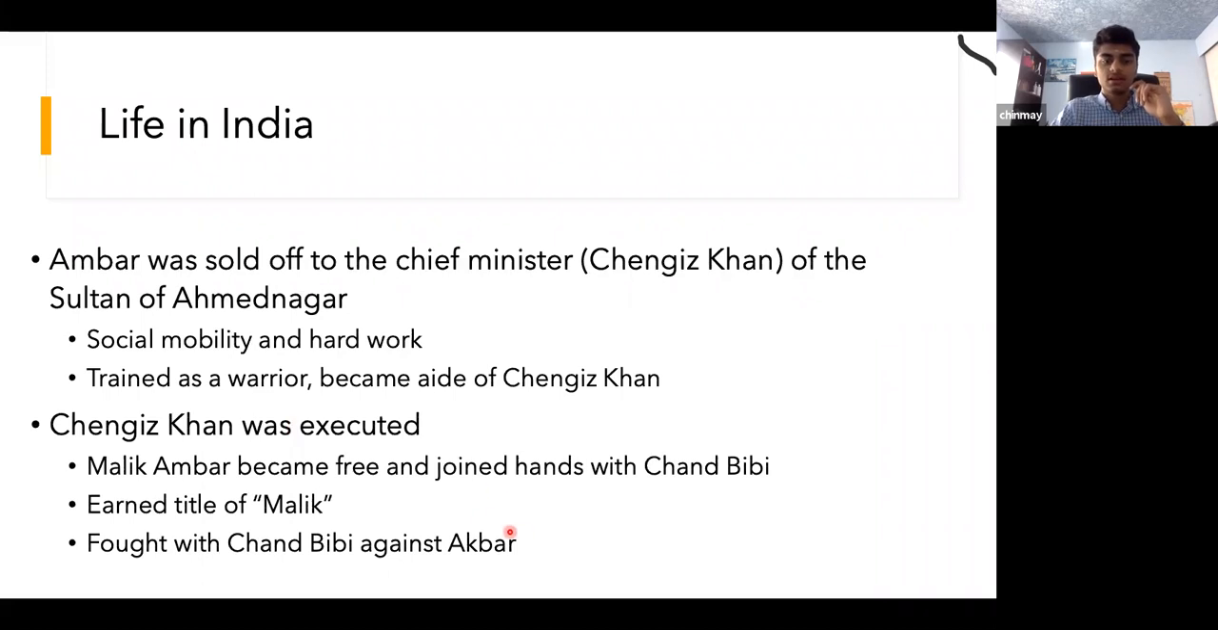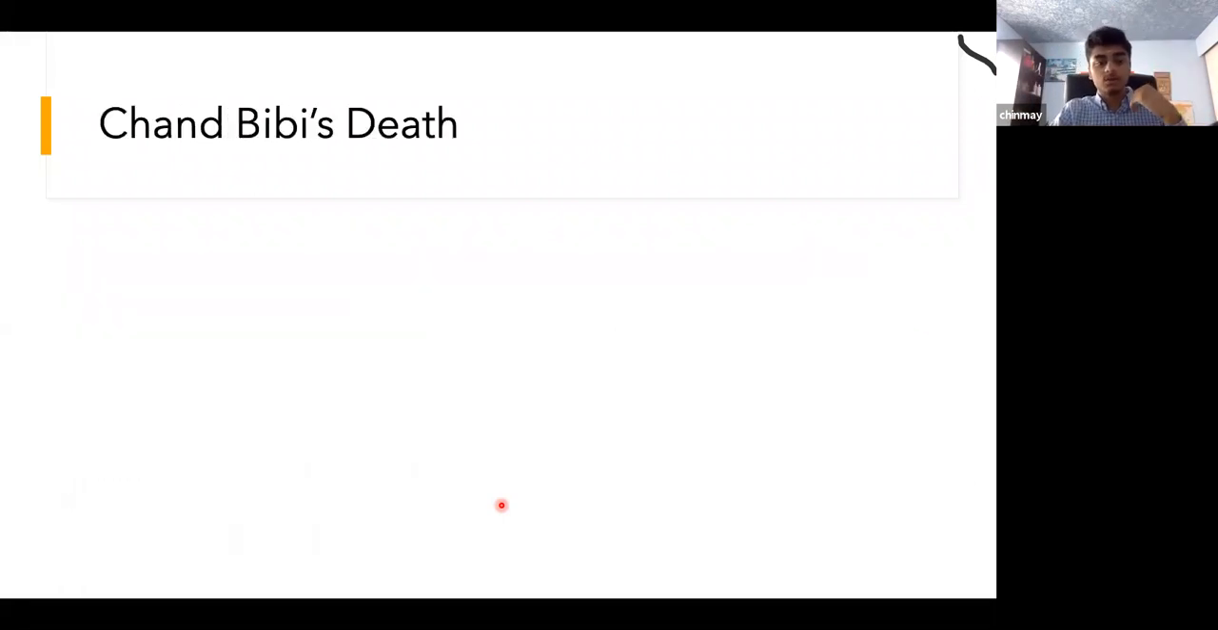Chand Bibi was another queen. She was called the Sultana of Bijapur. She was another female hero of India. And Chand Bibi fought against Akbar because Akbar was also continuing his Mughal invasions. Parallelly, Akbar was also fighting Gondwana. He was also fighting Maharana Pratap. Akbar was now pushing southwards.